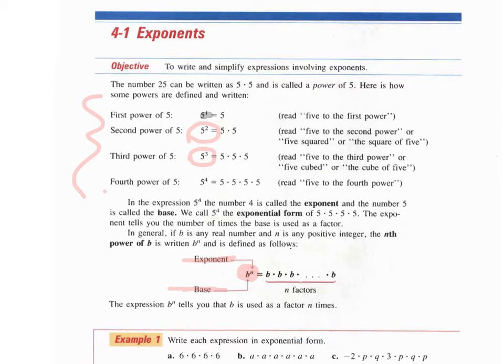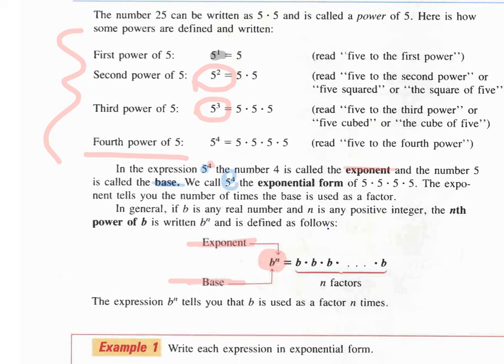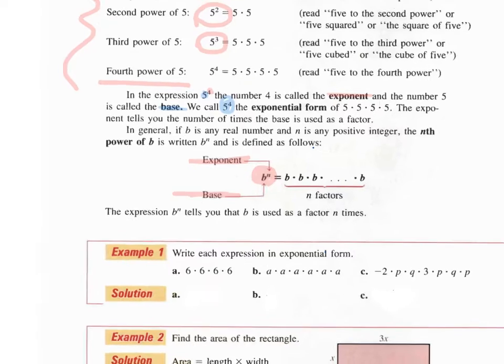And then the last example, the fourth power of 5, or 5 to the fourth power. That would just mean that you're going to multiply 5 times itself 4 times. So in this expression, this number 4 again is called the exponent, and the number 5 is called the base. So when it's written 5 to the fourth power, that's exponential form. Okay, so let's go ahead and try some examples.